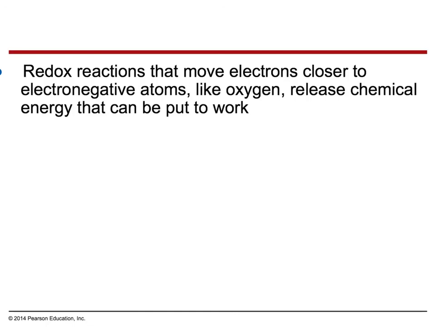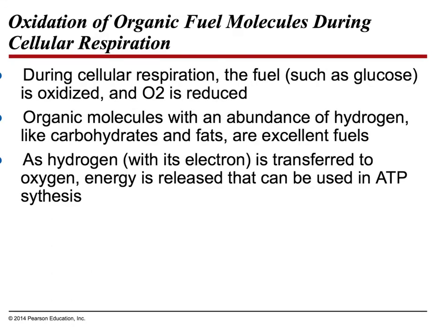All right, so redox reactions tend to move electrons closer to electronegative atoms. What does electronegative mean? They are found in polar molecules. They have a high affinity for electrons. They like them. So when electrons are being moved, they tend to attract them. So it's only intuitive that when a redox reaction occurs, it moves electrons towards electronegative atoms like oxygen. And then when that occurs, energy. All right, we'll stop there.